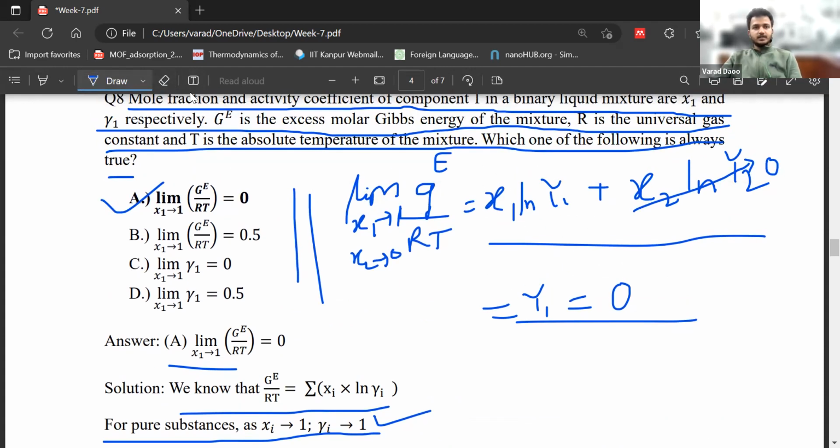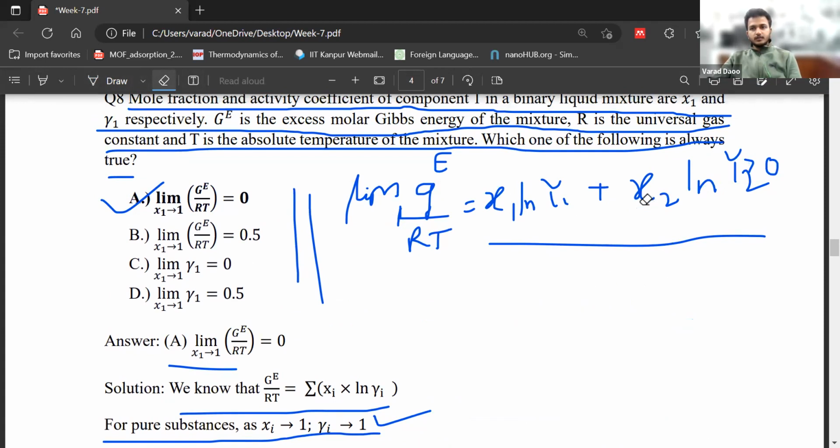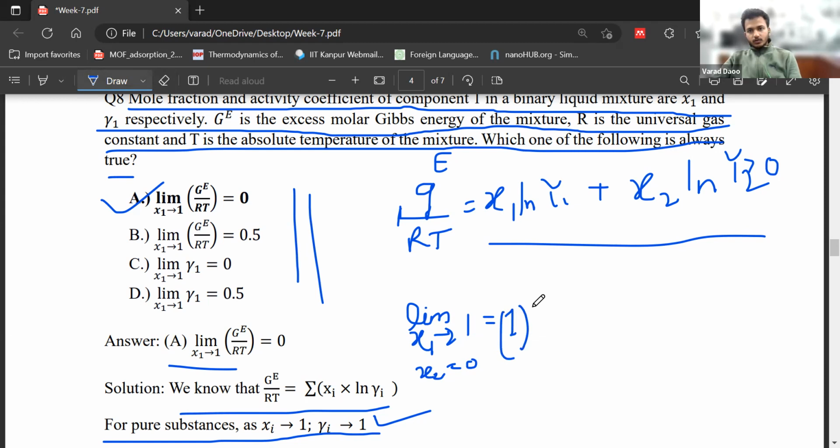Okay, so let me just write it in an elaborate way. So we know this expression, right? Then we take the limit on both sides. When we take the limit x1 tending to 1, that means x2 tending to 0, right? Which is nothing but x1. So x1 is 1, into ln of gamma 1, right? Plus x2 is anyway 0, so this is going to be 0.